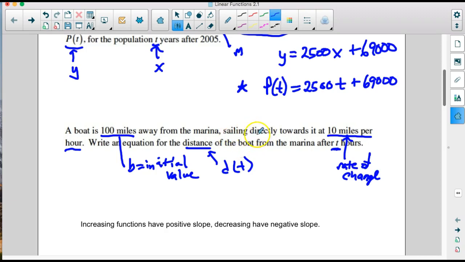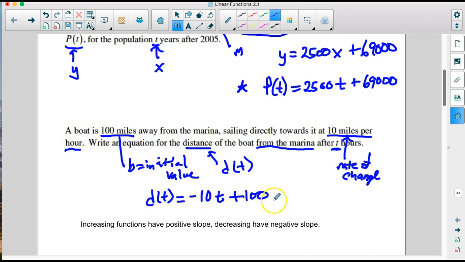So it says we want to write an equation for the distance of the boat from the marina. So it's going to get closer to the marina, right? We're going to start at 100 and we're going to decrease by 10. So in this case it's going to be a subtraction problem, and our rate of change is going to be negative because we're getting closer. So in this case, if we wrote d of t here, our initial value is going to be 100, and we're decreasing our distance by 10t.